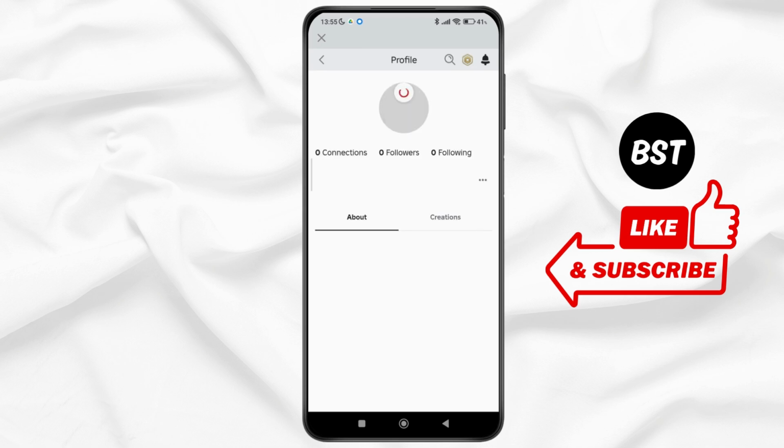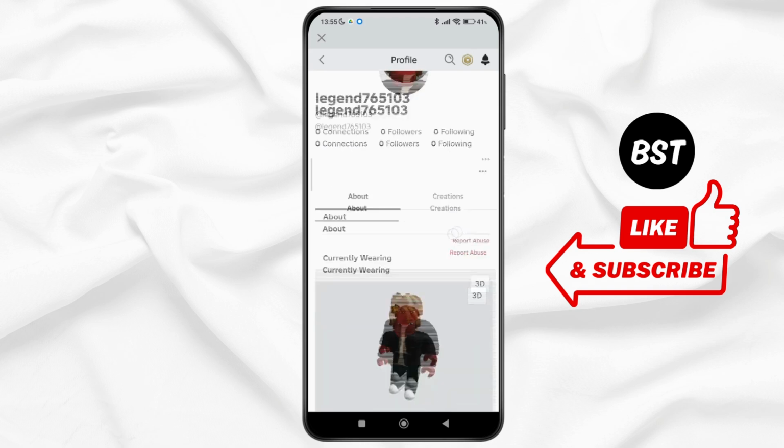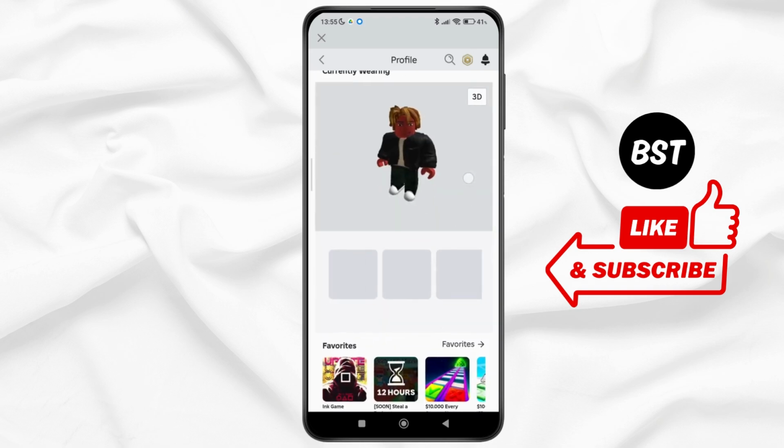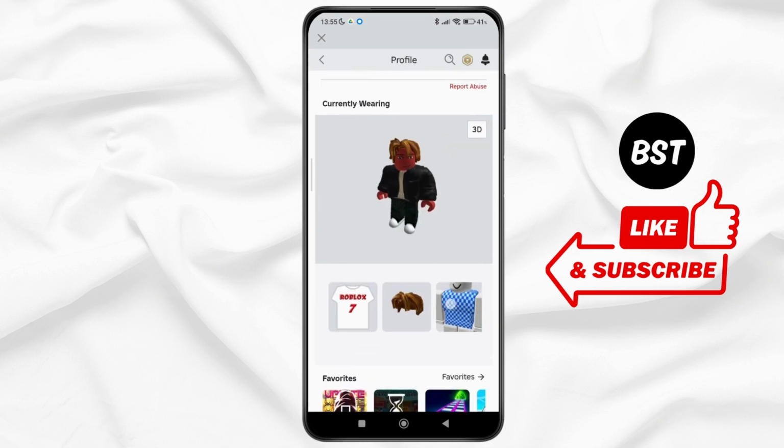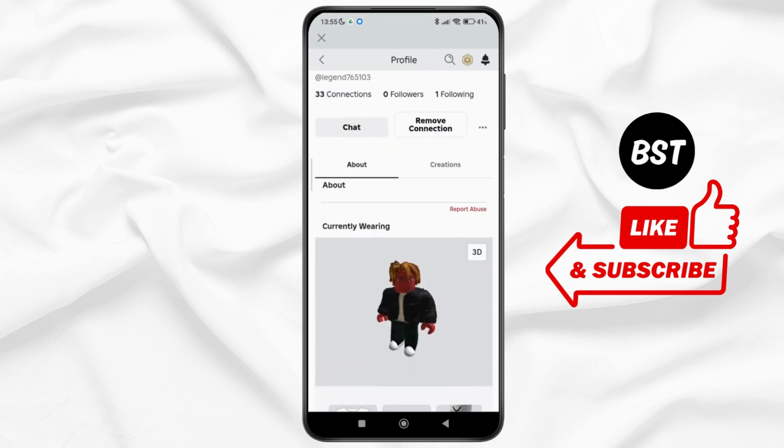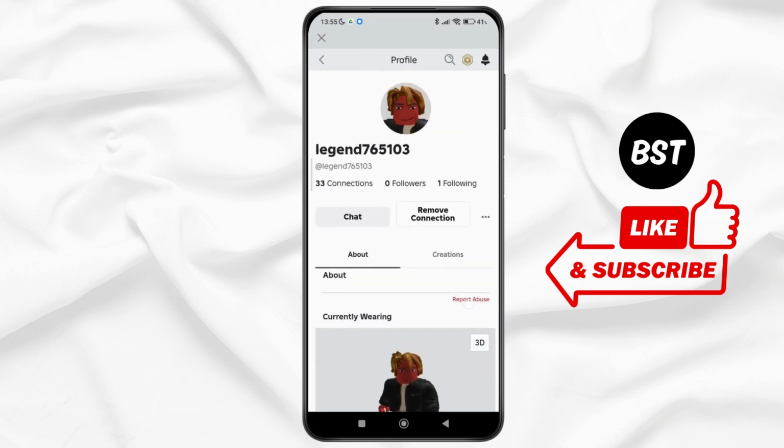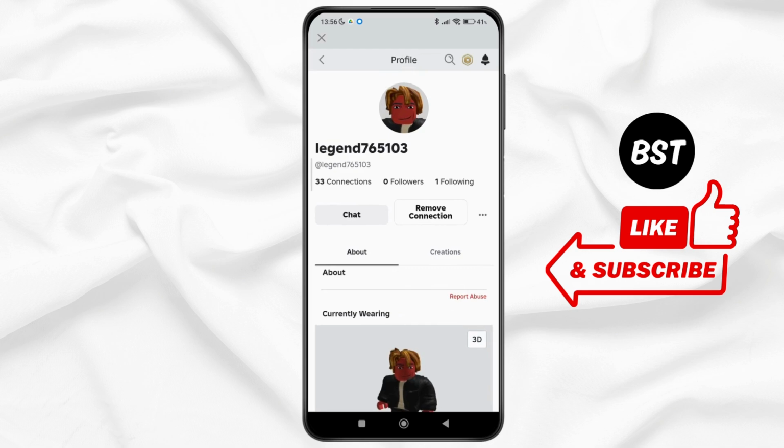Now as I landed on the full profile of that particular person, what you can do is simply scroll down and you can see the usernames. So basically, the past usernames are generally seen under the About section, but since we do not have this option, this person might not have had any other past username, but the process is the same.